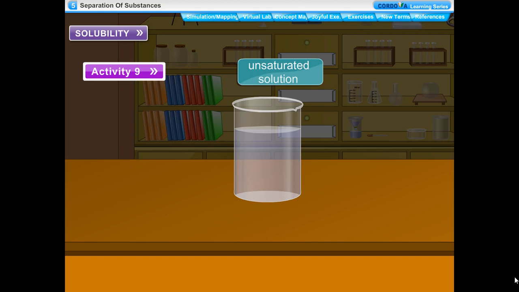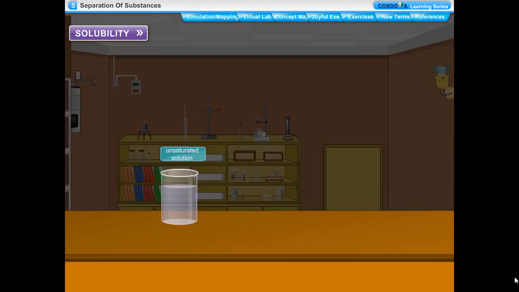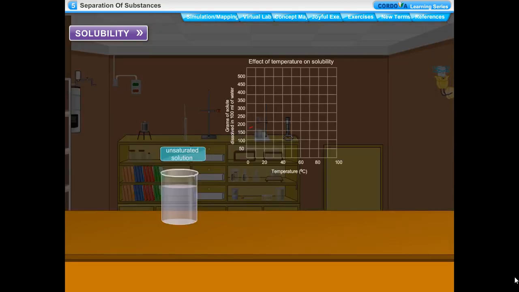Now, let this hot solution cool. What do you observe? The sugar settles at the bottom of the beaker again. This shows that at low temperature, less sugar dissolves in water.